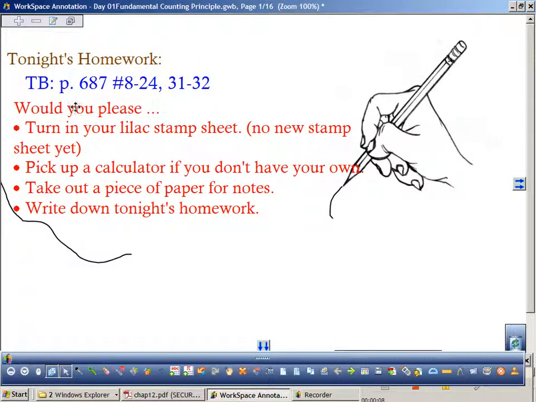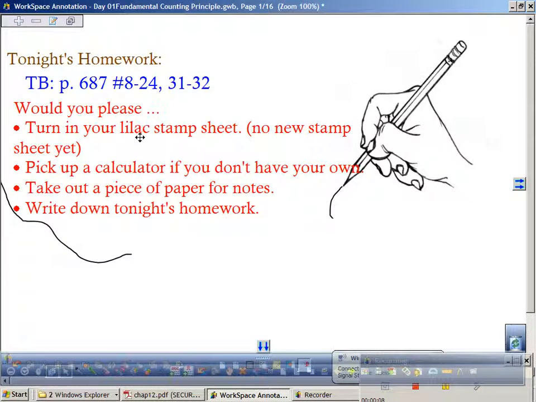So today I'd like you to do textbook page 687, 8 through 24. I apologize that we don't have any stamp sheets right now, but I'll get you a stamp sheet probably on Wednesday. I'm hoping to be back on Wednesday. So can you go ahead and turn in your lilac stamp sheet for me, please? Pick up a calculator if you don't have one of your own. Take out a piece of paper for notes and go ahead and write down tonight's homework somewhere.